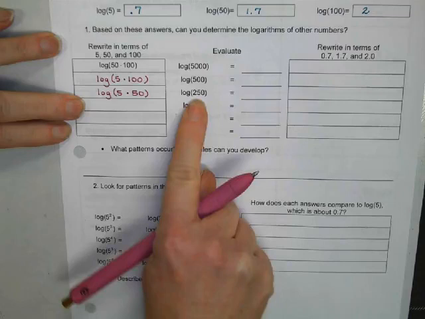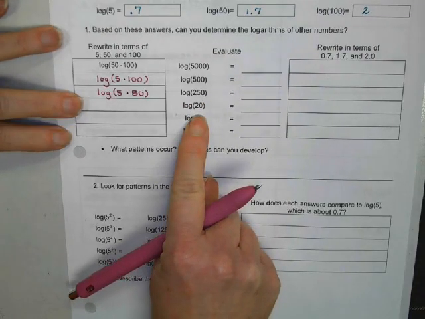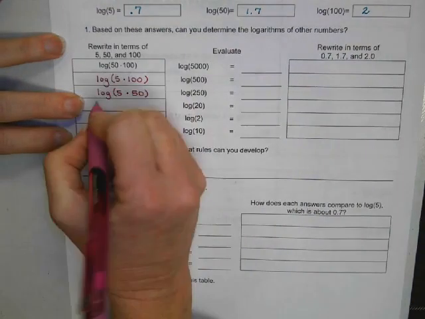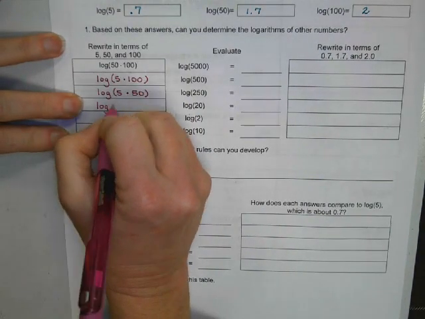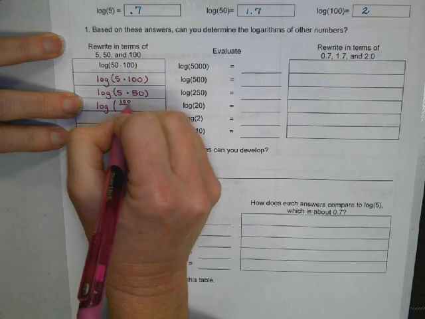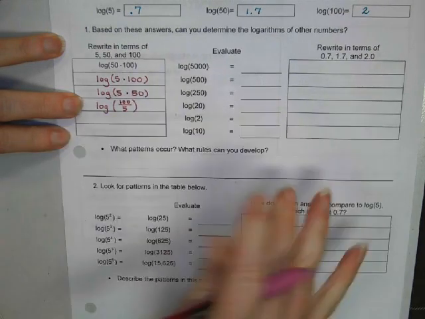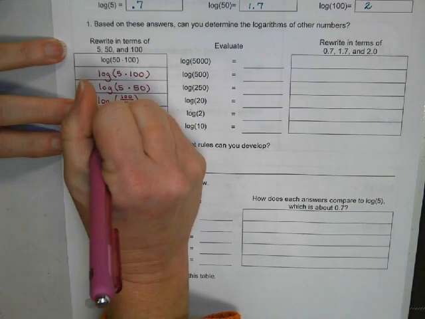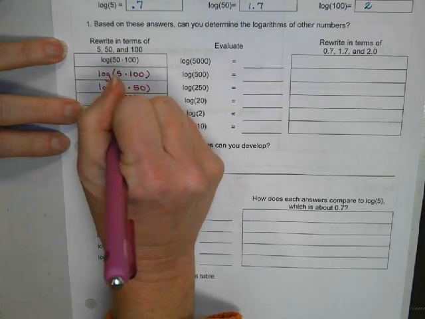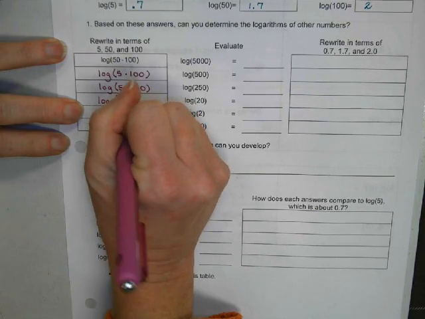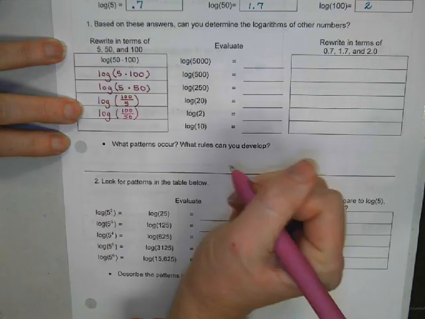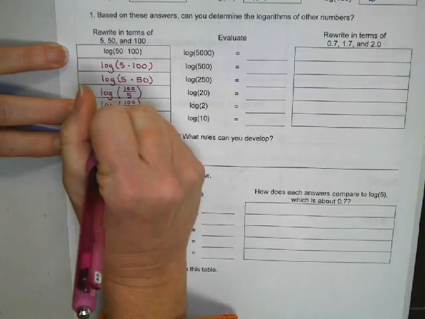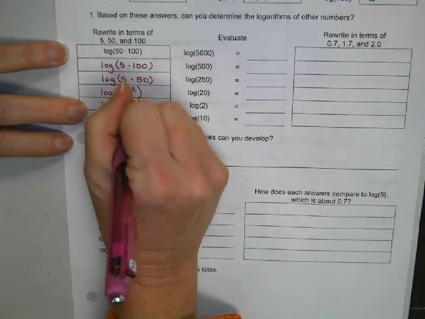All right, so on this next one, I need log of 20. And the only things I have to use... Yep. 100 divided by 5. So I'm going to do log 100 divided by 5. How would I get log 2? 100 divided by 50. So log 100 divided by 50. And log 10. 50 divided by 5. Log 50 divided by 5.